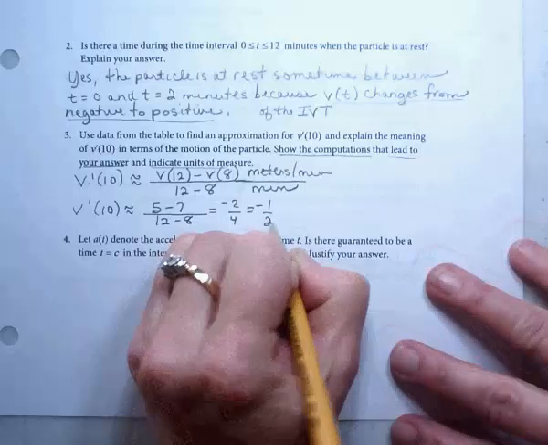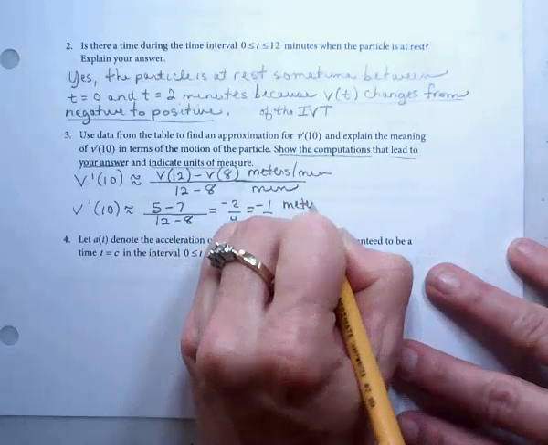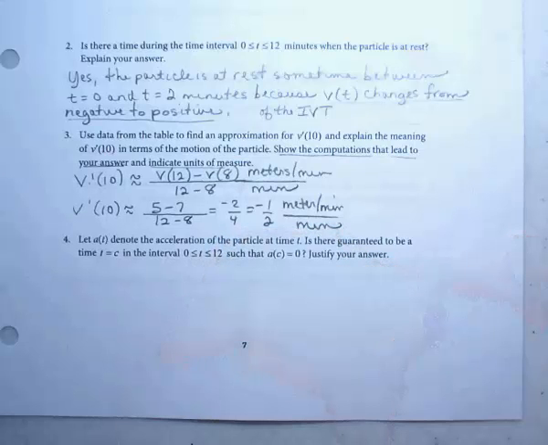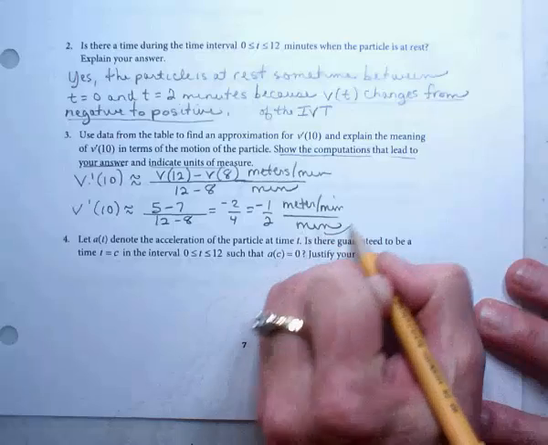Negative 1/2 meter per minute every minute. Looking back at the question here, it says use data from the table to find an approximation. Explain the meaning of v prime of 10 in terms of the motion of the particle. I have that yet to do. Show the computations and indicate units of measure. I did that. Let's go back to explain the meaning of v prime of 10 in the context of the problem.